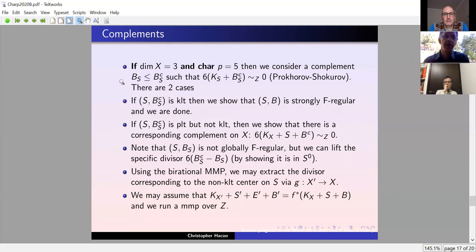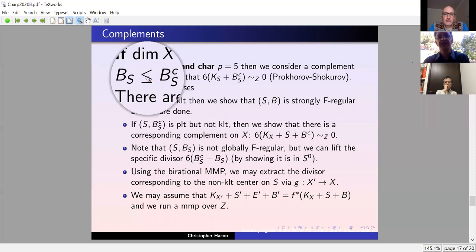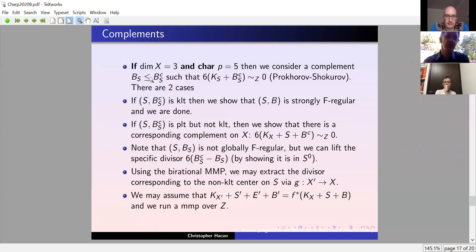So we can find, oh yeah, it has standard coefficients, so it should be correct. So you can find a new boundary divisor, which I'm calling B sub SC, such that 6 times KS plus B sub SC is linearly equivalent over the base to 0. So this is known as a 6-complement. Now, there are two cases of interest. Two possibilities that can happen.